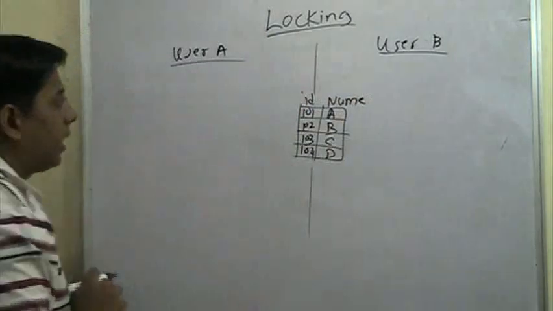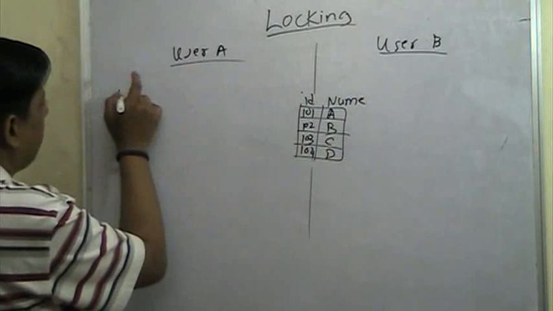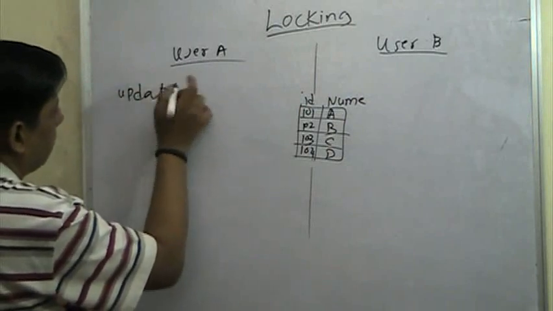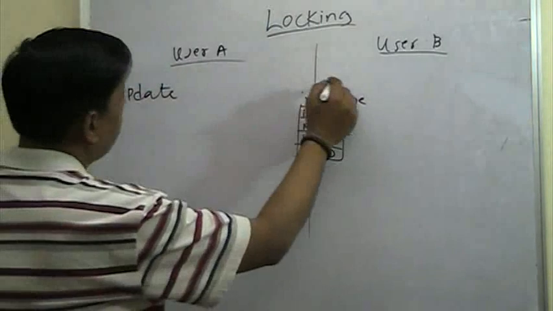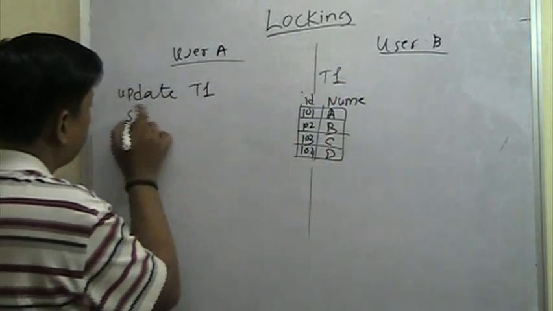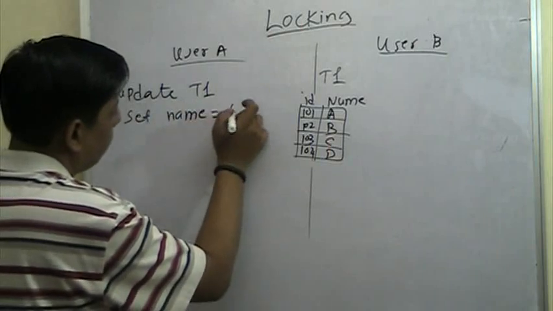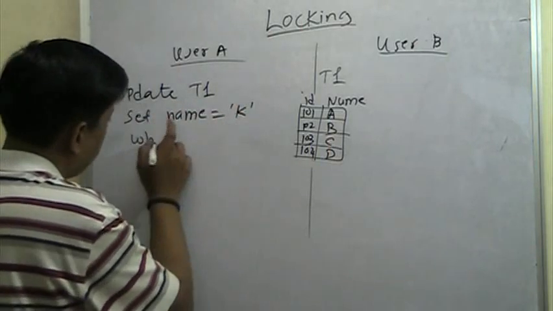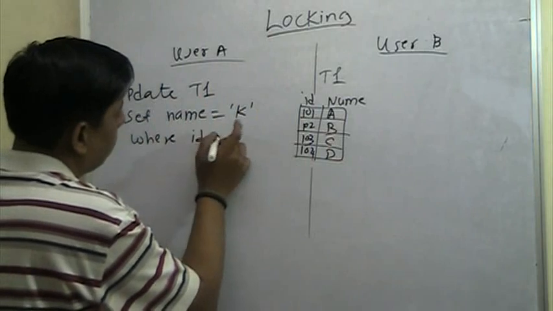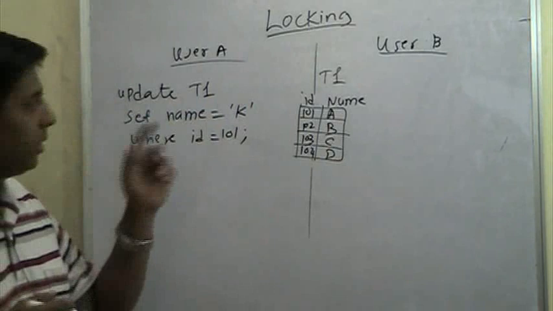Now this user A comes in and says update. The name of the table is, let us say, T1. Update T1 set name is equal to K where ID is equal to 101. A simple update statement. Okay, what happens now in this case?